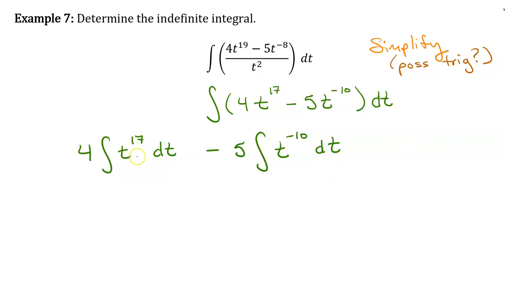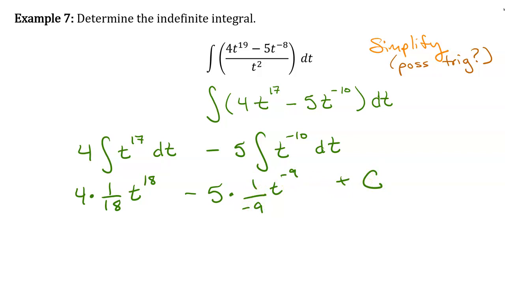So power rule for integrals, we're dividing by the up power. Minus 10 t, and then up, negative 10 plus 1 is negative 9, and then the arbitrary constant. Simplify. 4 over 18 is 2/9, plus 5/9 t to the negative 9, and the arbitrary constant.